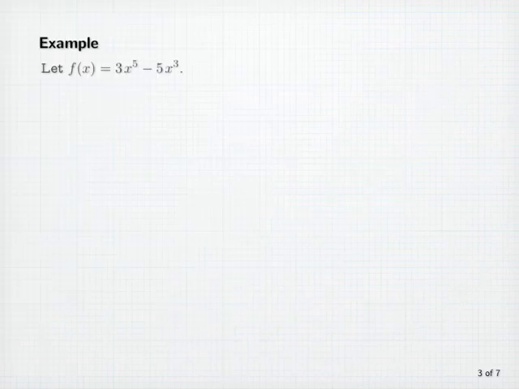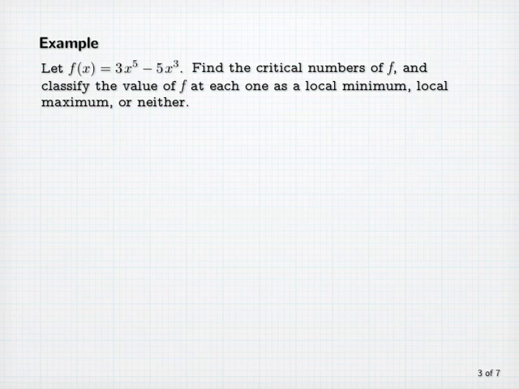Example. Let f of x equal 3x to the fifth minus 5x cubed. Find the critical numbers of f and classify the value of f at each one as a local minimum, local maximum, or neither.